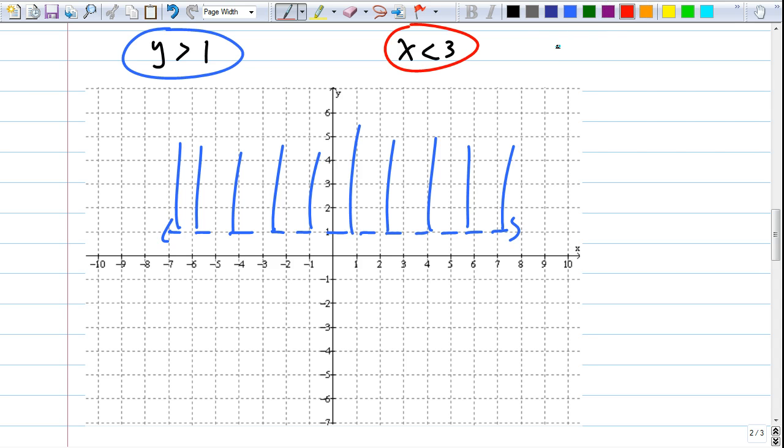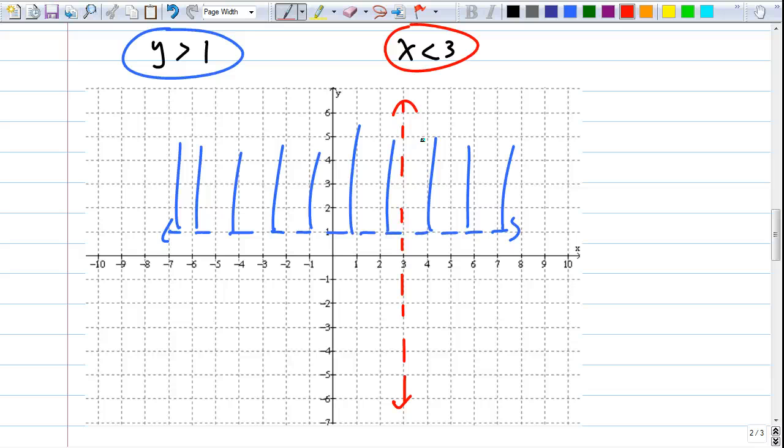x is less than 3. Okay, so let's graph the boundary line first. Lucia, what do I do? It's a vertical line, isn't it? Is it going to be dotted or solid? Vertical line x equals 3. Dotted is correct. It says x is less than 3. And class, now you can't be above or below this line. It's a vertical line, so it's got to be left or right. Would it be left or right?